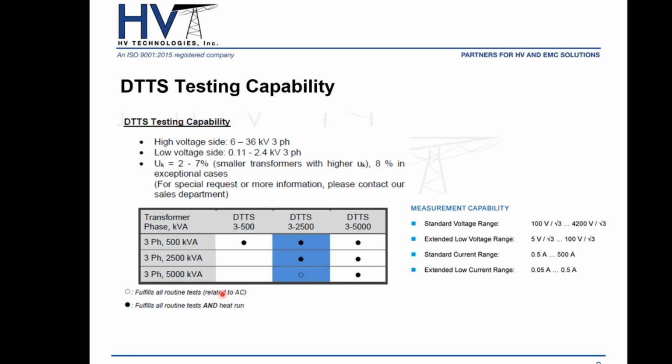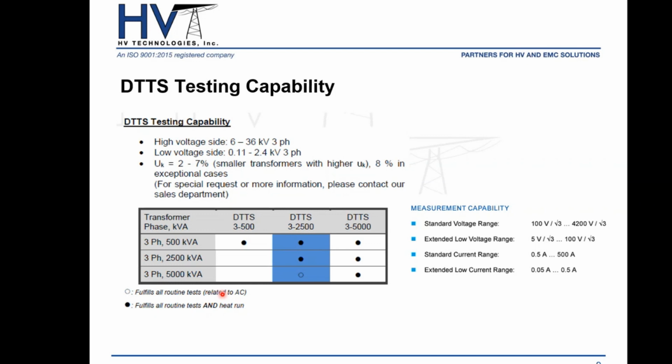So when we talk about distribution transformers and the DTTS, we're talking about transformers that on the high side can be anywhere between 6 to 36 kV, and on your low side anywhere between 0.11 to 2.4 kV. So this basically covers what is the industry standard for medium voltage distribution transformers, up on the low side to 2.4 kV.